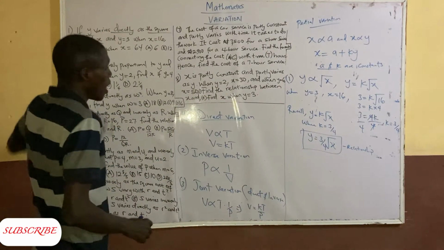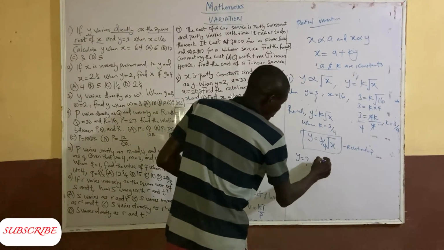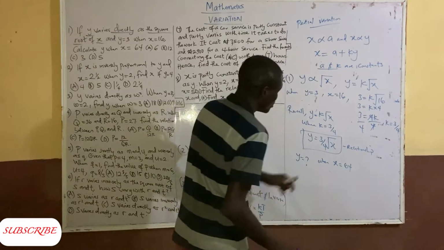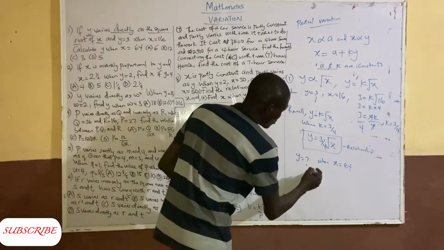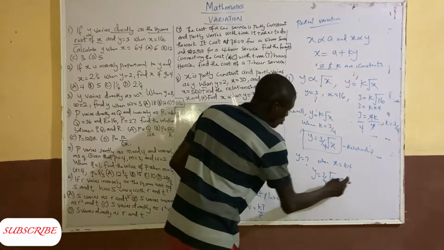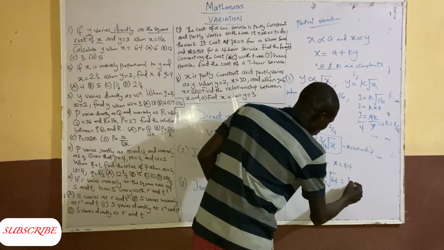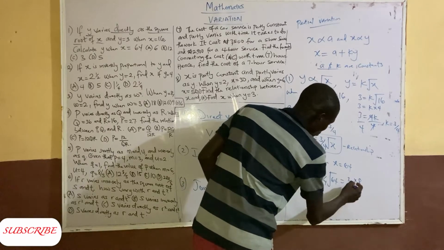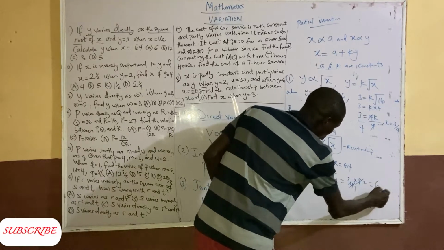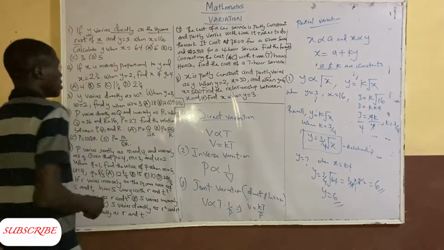Now calculate y when x is equal to 64. So we have y equal to 3 over 4 square root of 64. The square root of 64 is 8. So we have 3 over 4 multiplied by 8. 4 into 4 is 1, 4 into 8 is 2. 3 times 2 is 6. So y is equal to 6. Option A is the answer.